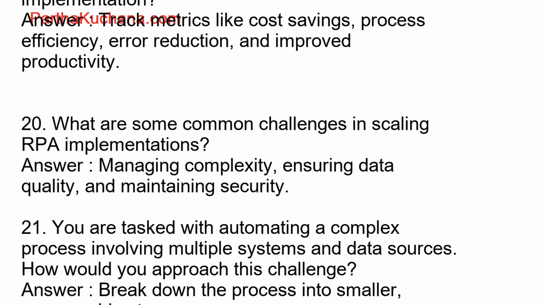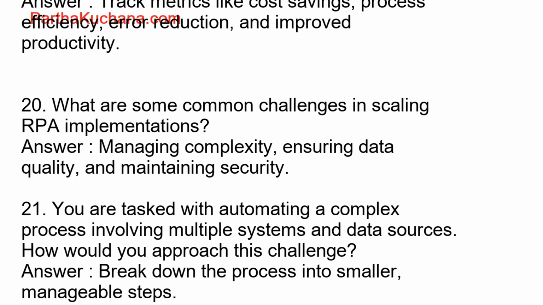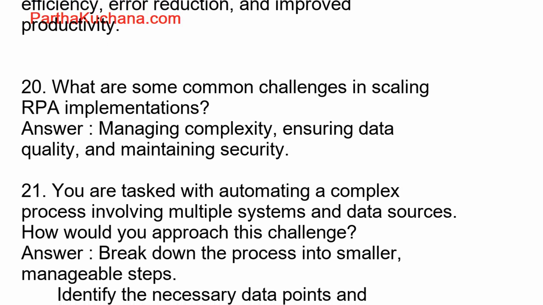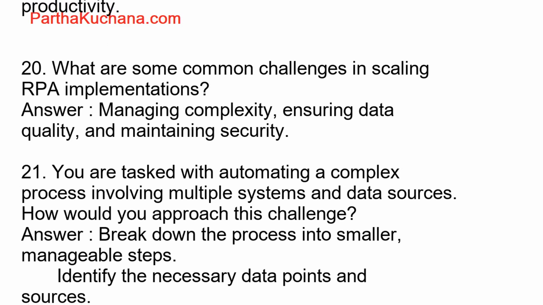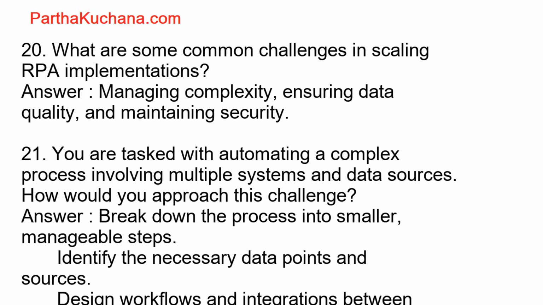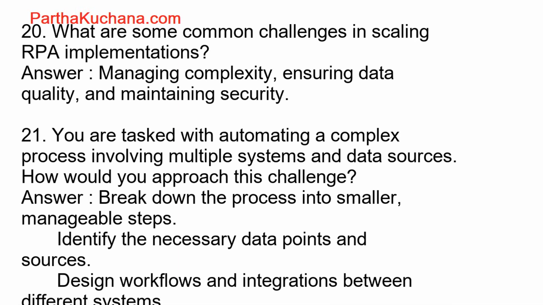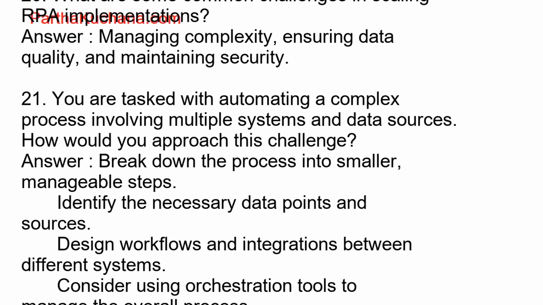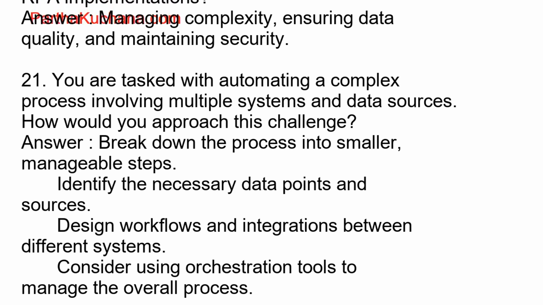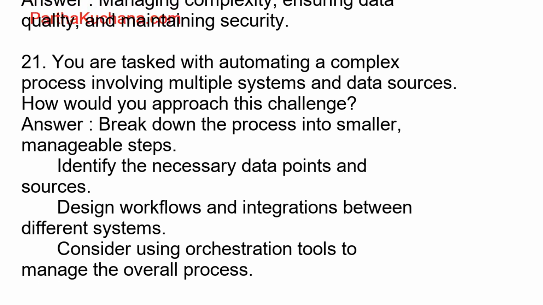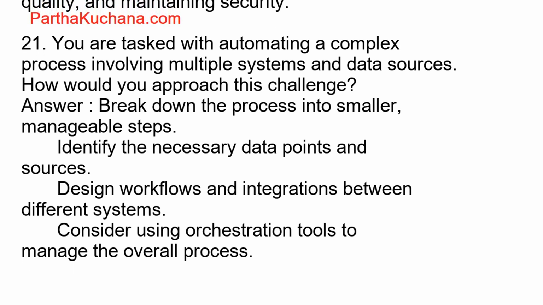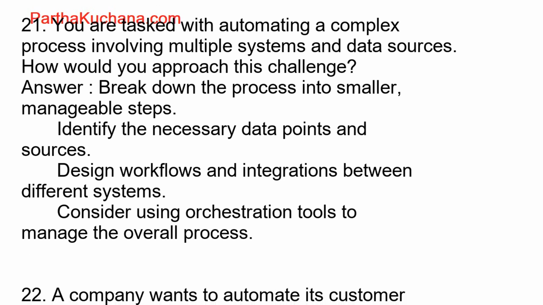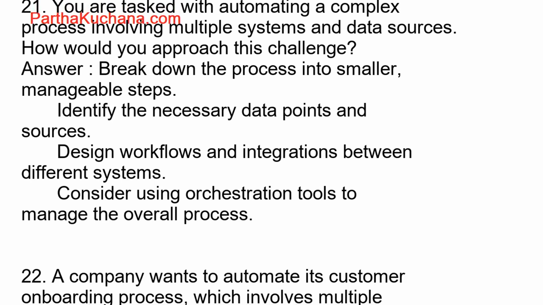23. A finance team is struggling with manual data entry and reconciliation errors. How can RPA help improve their efficiency and accuracy? Answer. Automate data extraction from source systems, e.g., ERP, accounting software. Implement data validation rules to ensure accuracy. Use RPA to perform reconciliation tasks and identify discrepancies.